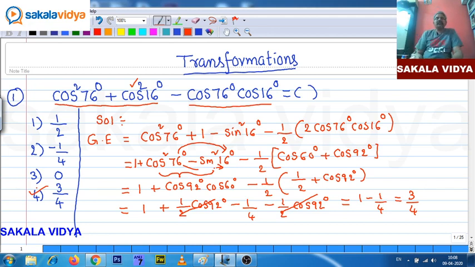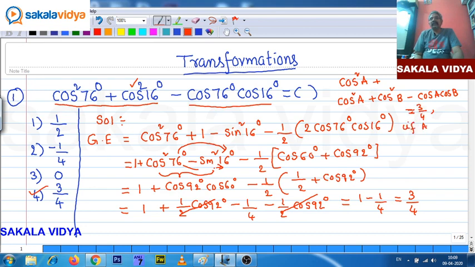Right. So this can be done. One shortcut we have, that I would like to explain to you. For example, cos square A plus cos square B minus cos A cos B always equals 3 by 4, provided the condition A minus B is equal to 60 degrees. So you remember this shortcut.